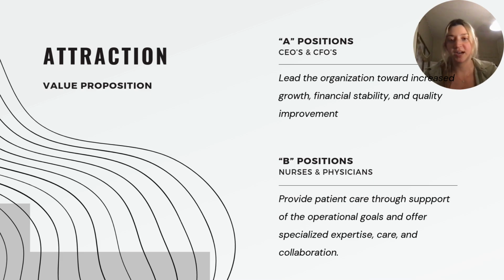So moving on to attraction and the value proposition, I divided the positions between A positions and B positions. A positions would be your CEOs and CFOs, and they lead the organization toward increased growth, financial stability, and quality improvement. These roles provide leadership, financial planning, and strategic direction for the whole organization. So CEOs are ensuring that the hospital aligns with its mission and values, and the CFOs manage the financial operations and ensure sustainability across the organization.